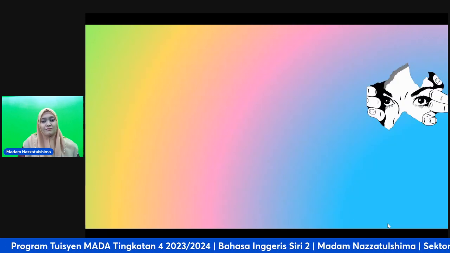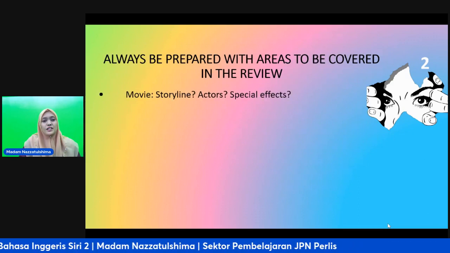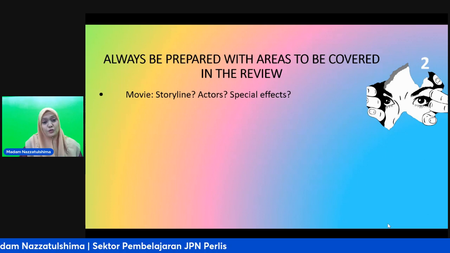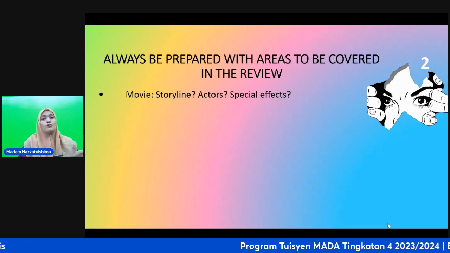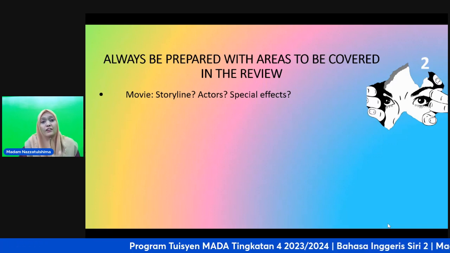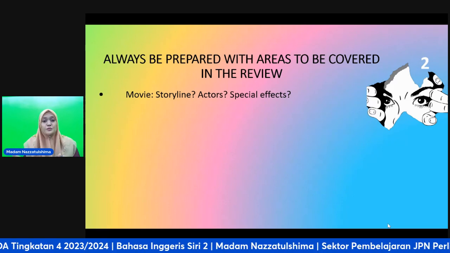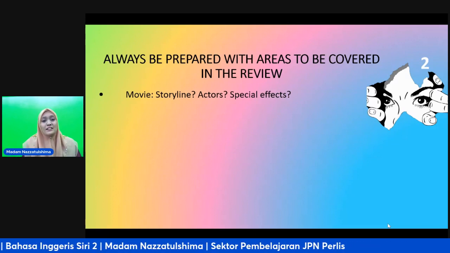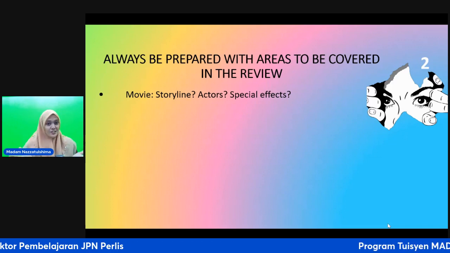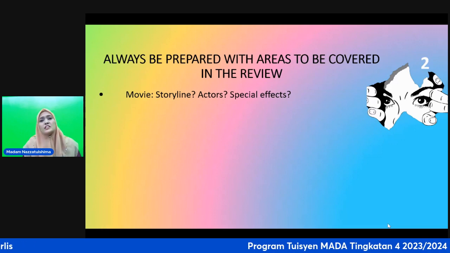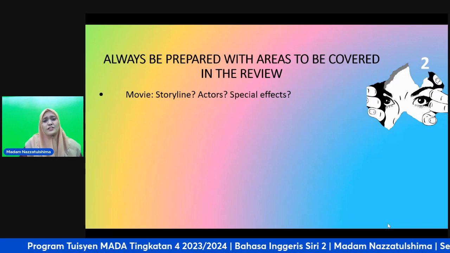Next one. Always be prepared with areas to be covered in the review. For example, this is the first type of review, movie. So how about the storyline? Make sure, during the school holidays, you are supposed to prepare yourself, if you would like to take writing a review as your preference when you are answering in Part 3 writing paper. So for a movie, you have to know what is the storyline, who are the actors, the main actors especially, and what are the special effects that are offered by the movie. Basically, it's your favorite movie.